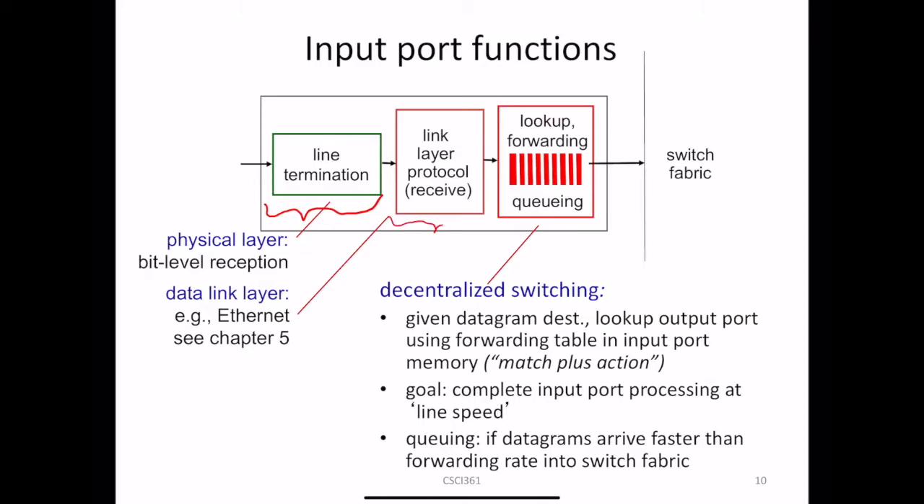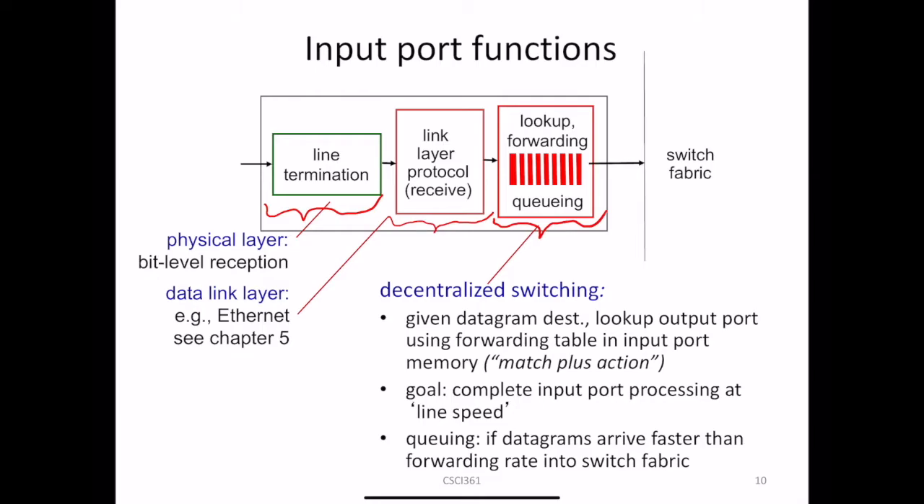The second box is the link layer protocol. When we talk about the link layer, which is chapter 5, we will learn more details about how it works. And the main function of the last box is to do decentralized switching. Here, the local forwarding table is stored, and there's also a buffer in this box.